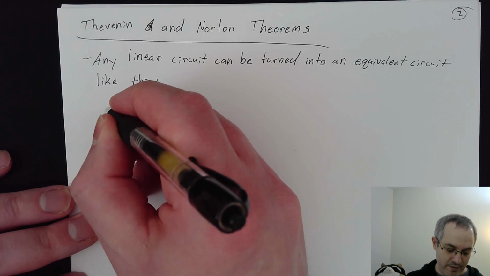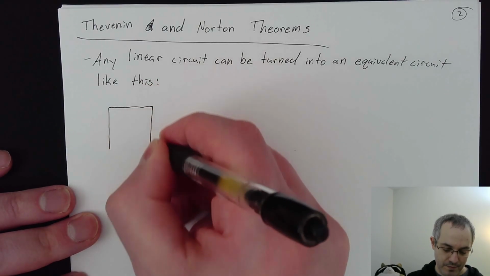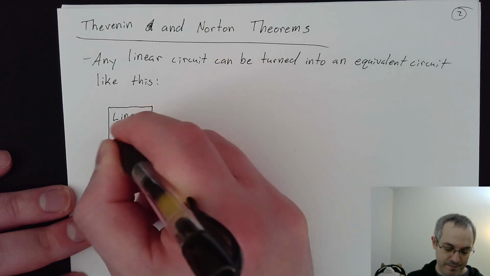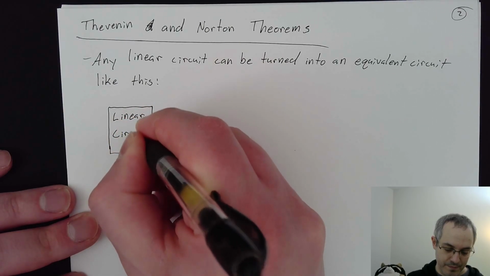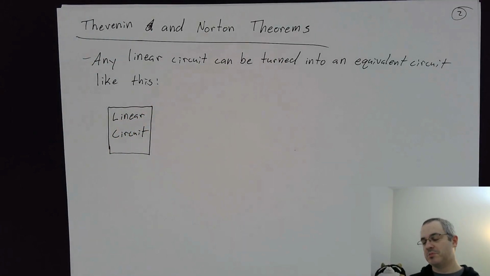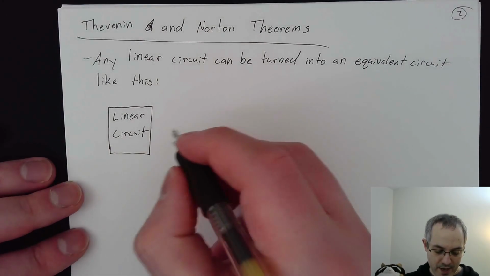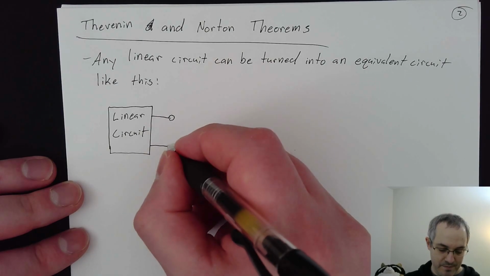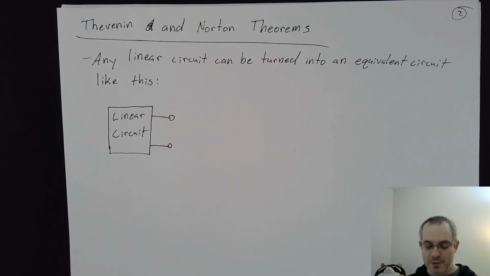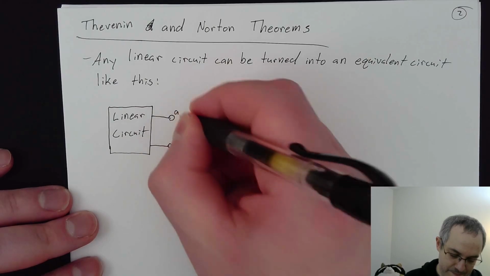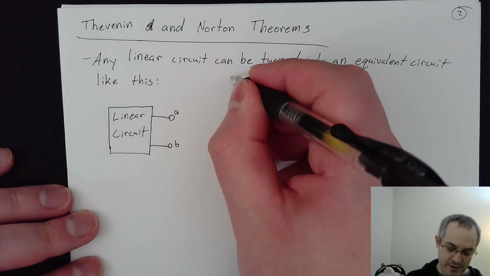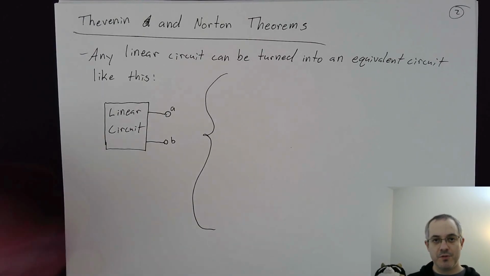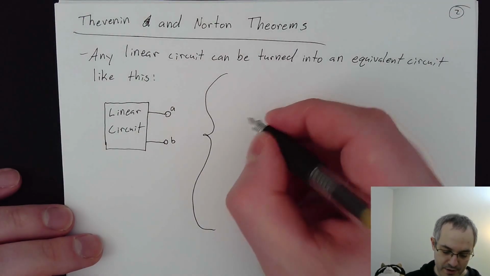Basically, we want to say we have a box. And inside of our box is a linear circuit. Doesn't matter what it is. It's any old mishmash of all sorts of stuff connected together. It doesn't matter what it is at all. All that matters is it is linear. We have two terminals coming out of there. We're going to call them A and B. And we can turn that into two different kinds of circuits.